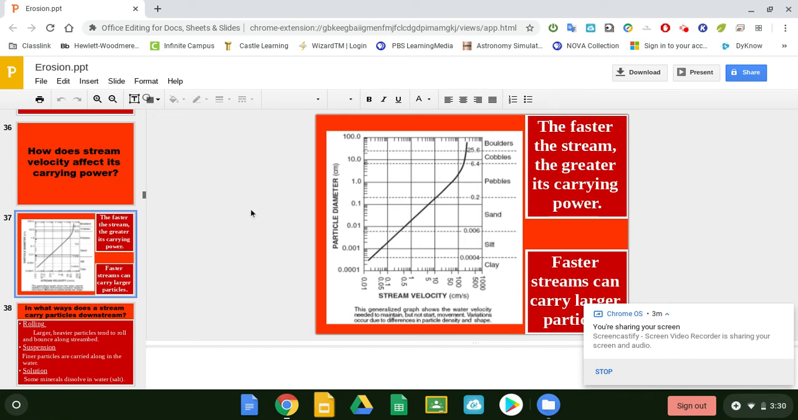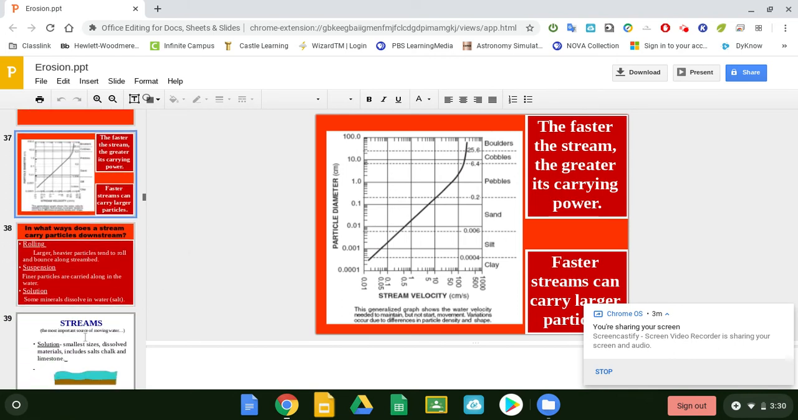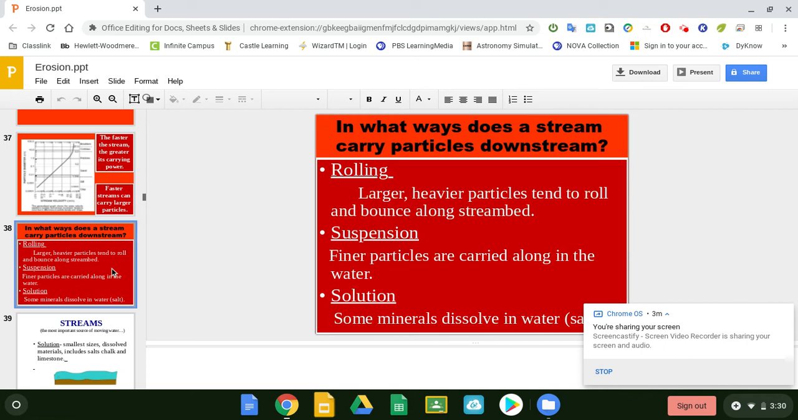So some of the ways that a stream will carry the material: rolling on the bottom, the larger, heavier ones kind of roll along the bottom, much, much slower. Suspension is like those clay particles. If you were to step into a lake and all of a sudden you see that mud come up around your foot, it'll stay there for a while. That's in suspension. And then the finer particles work like that.